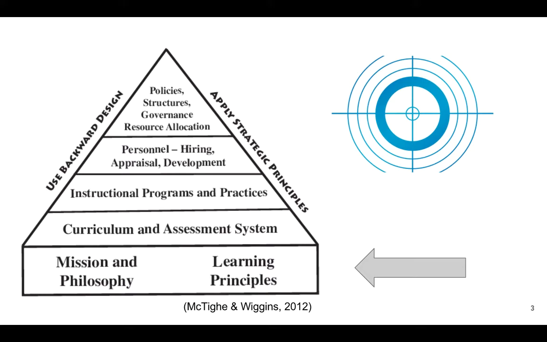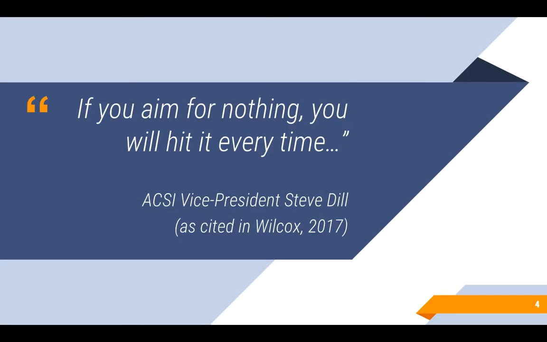Senior Vice President for ACSI, Steve Dill, speaks to the value of these outcomes in a recent article in Christian School Education. He says, if you aim for nothing, you will hit it every time. To develop meaningful student outcomes, we must prioritize both process and content. Schools must strive to have regularly reviewed, well-written student outcomes, as well as faculty who will commit to these outcomes, develop ongoing assessments of student progress, and use assessment results to drive decisions about curriculum, programs, and student culture.